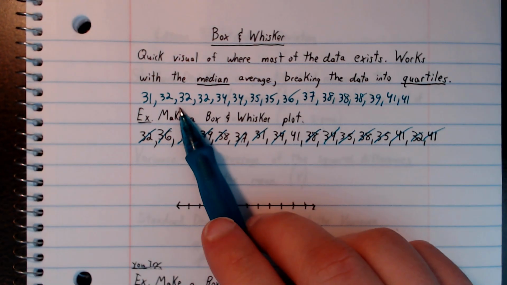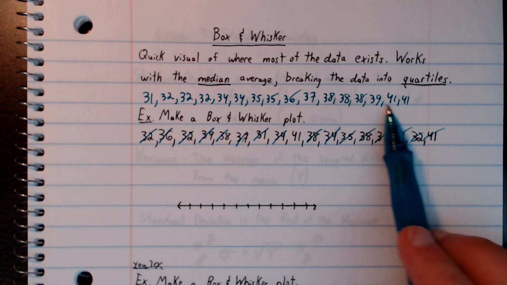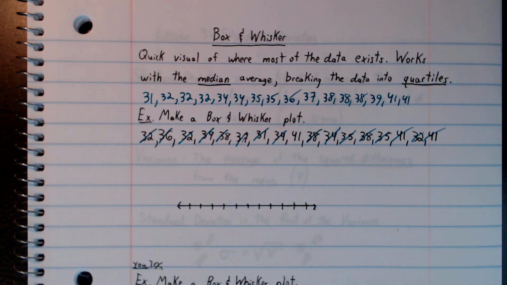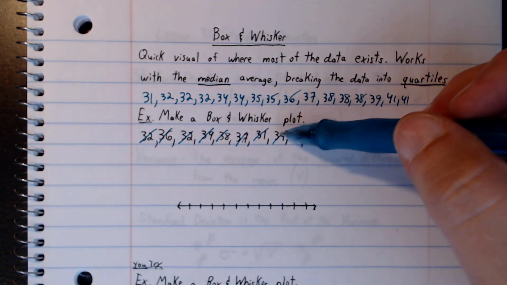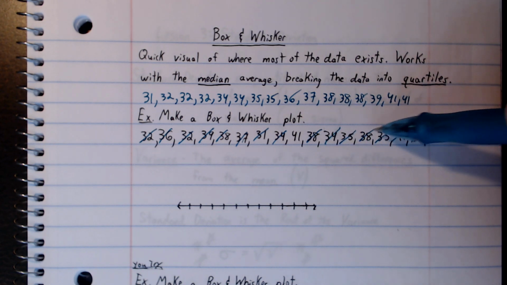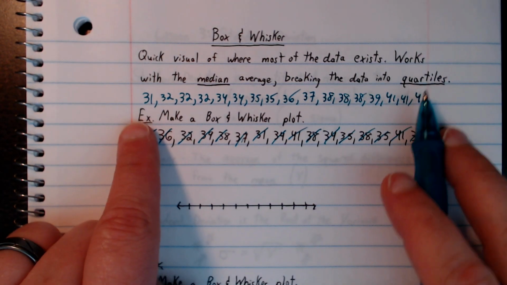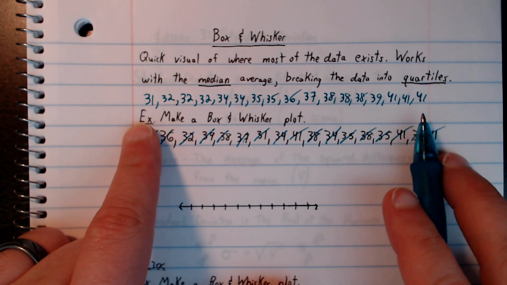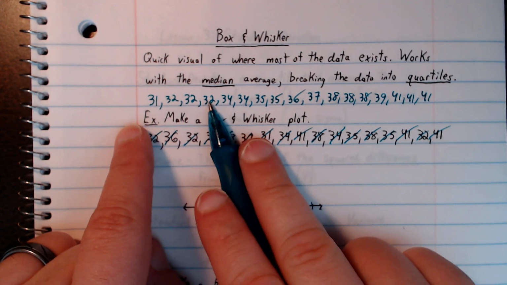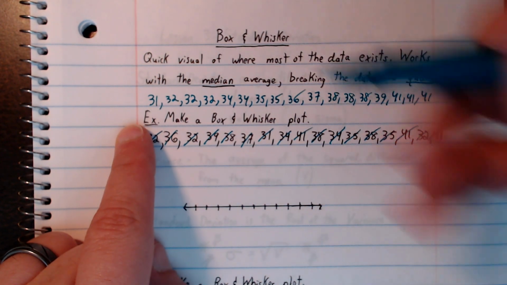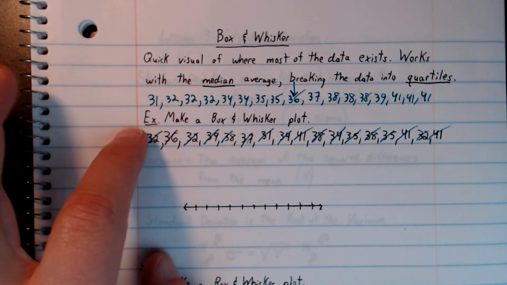Now there's 1, 2, 3, 4, 5, 6, 7, 8, 9, 10, 11, 12, 13, 14, 15, 16 numbers here. Ooh, is there really? 17, because I missed this 41. Good thing I counted again. So there's 17. 17 divided by 2 would be 8.5. So we want to round up to 9. So if I count 9 this way, 1, 2, 3, 4, 5, 6, 7, 8, 9. That is our middlemost number, 36.